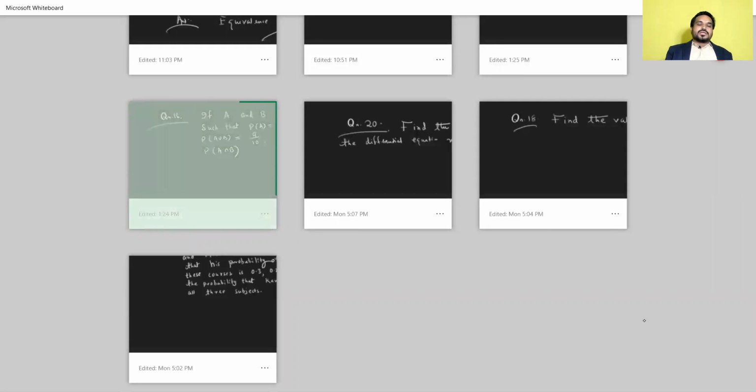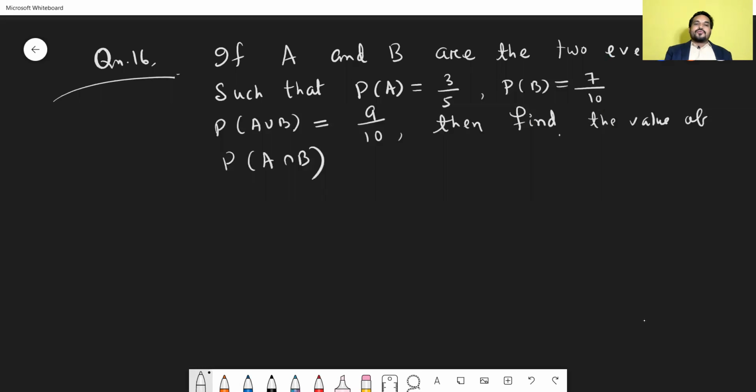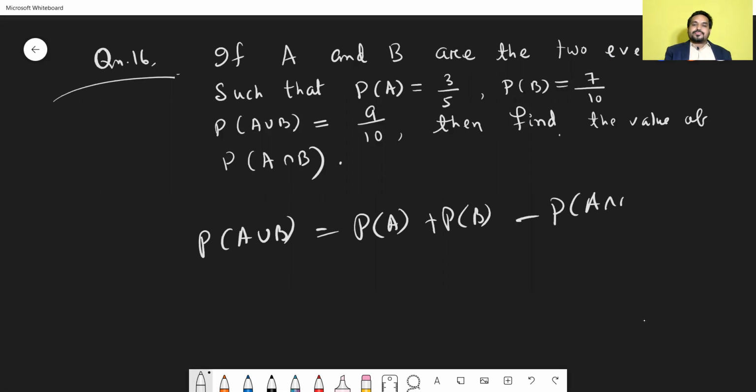In question number 16, it is a question from probability. If A and B are two events such that probability A is 3/5, probability B is 7/10, probability A and B is 9/10, then find probability A intersection B. So how to find probability A intersection B? The formula for probability A union B is probability A plus probability B minus probability A intersection B. So this question is a very simple question.